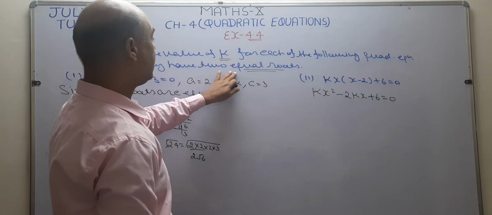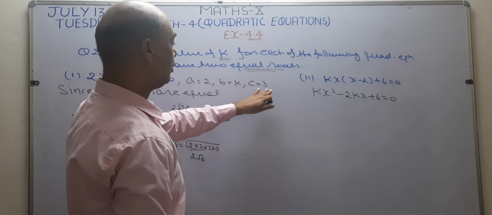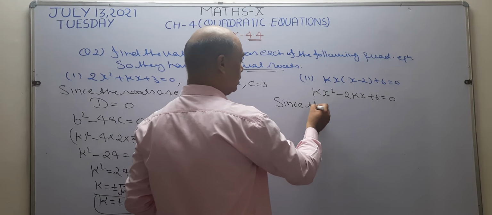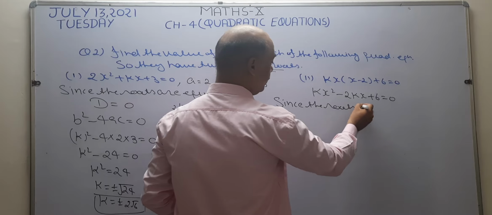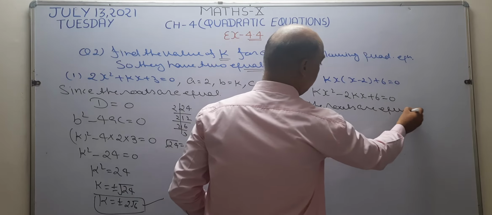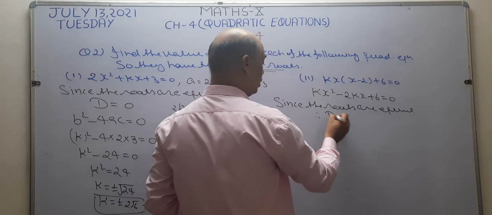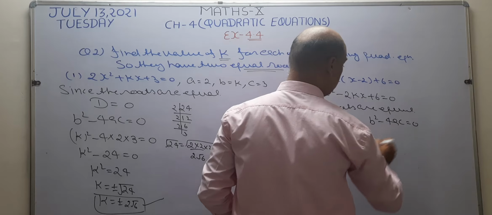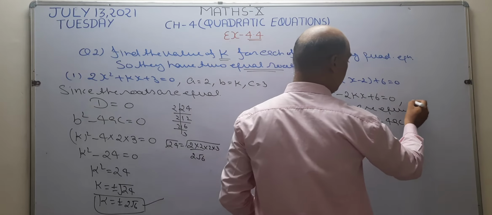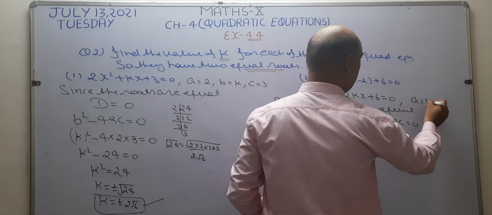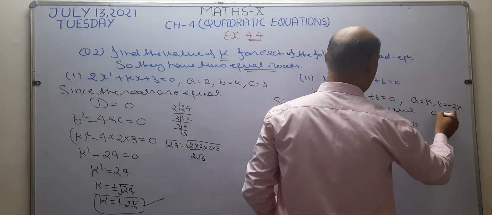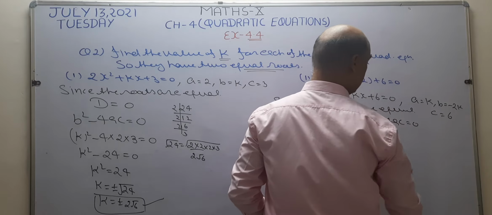Since the roots are equal, I want to use this condition. Right here, since the roots are equal, therefore D is equal to 0. To find the value of D, the formula is b square minus 4ac equal to 0. From this question, what is the value of a? The value of a is k. What is the value of b? The value of b is minus 2k. And what is the value of c? The value of c is 6.